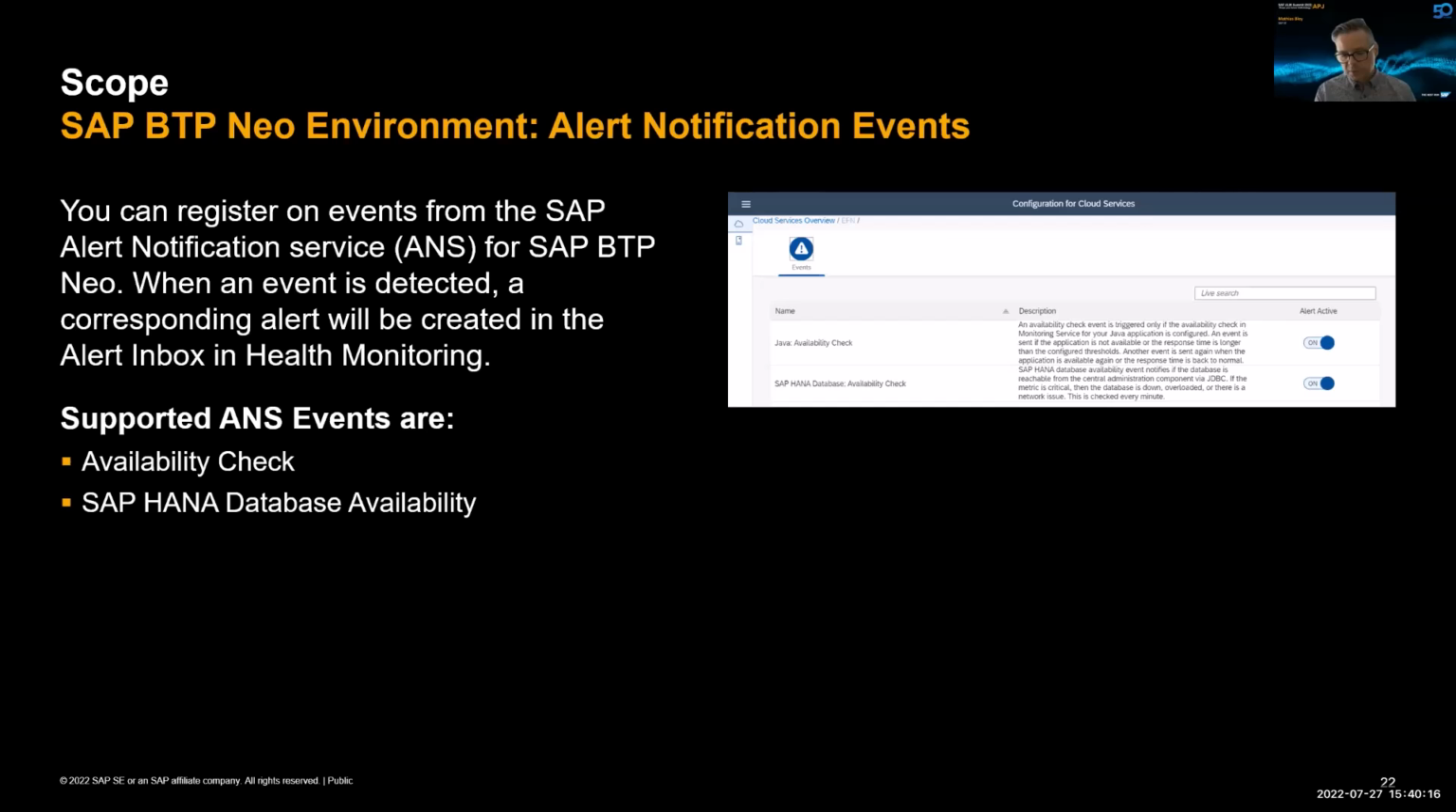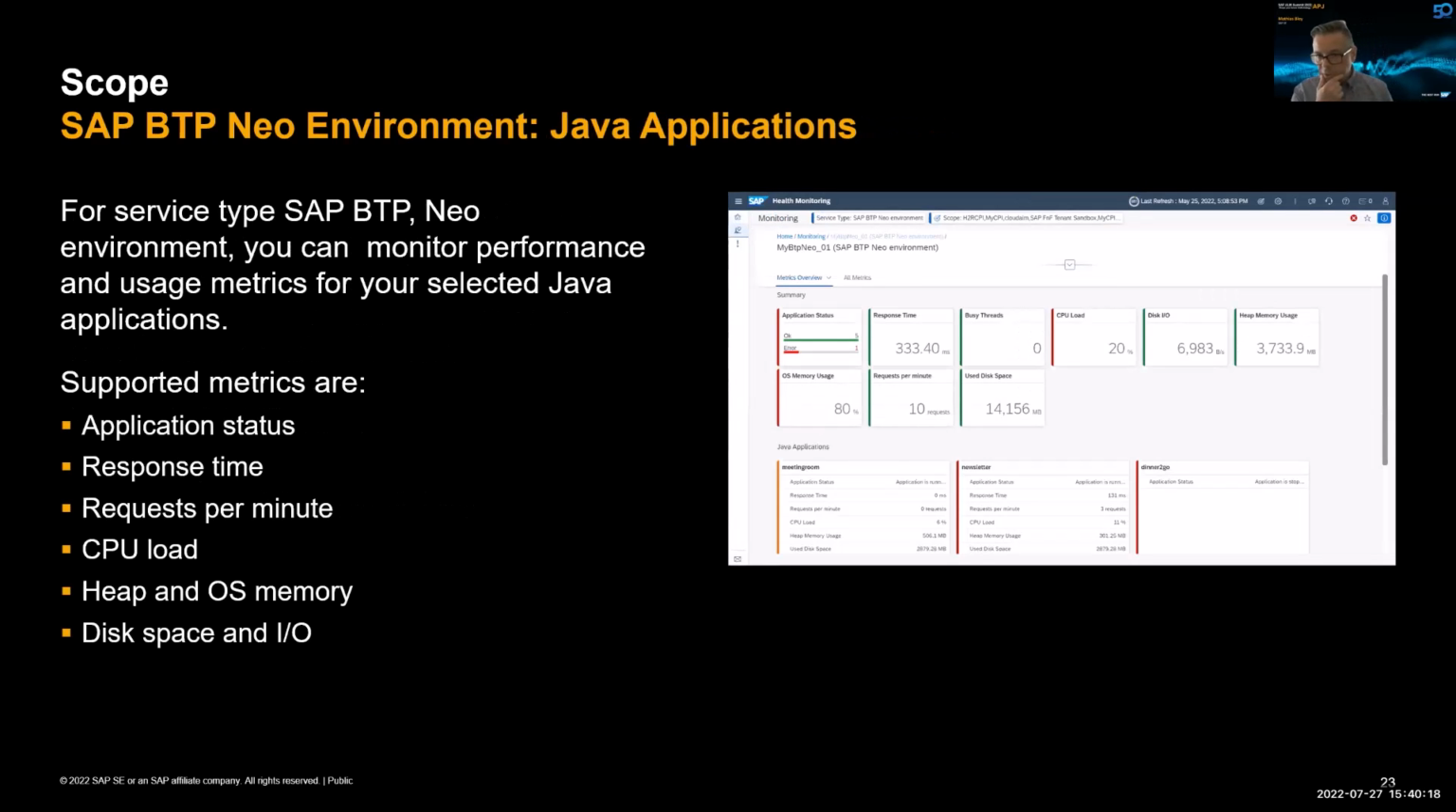For BTP Neo environment, we have the same for the availability check of Java applications and for the HANA database. But additionally, like I have shown in the demo, we get information about the applications running on the BTP Neo account. We have more details like application status, response time, CPU, memory, and disk space.